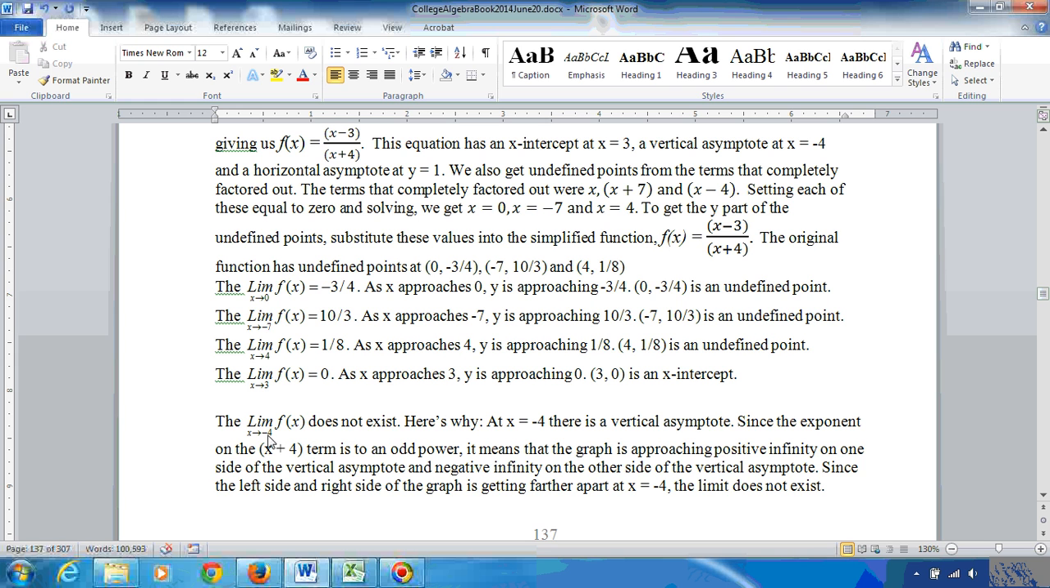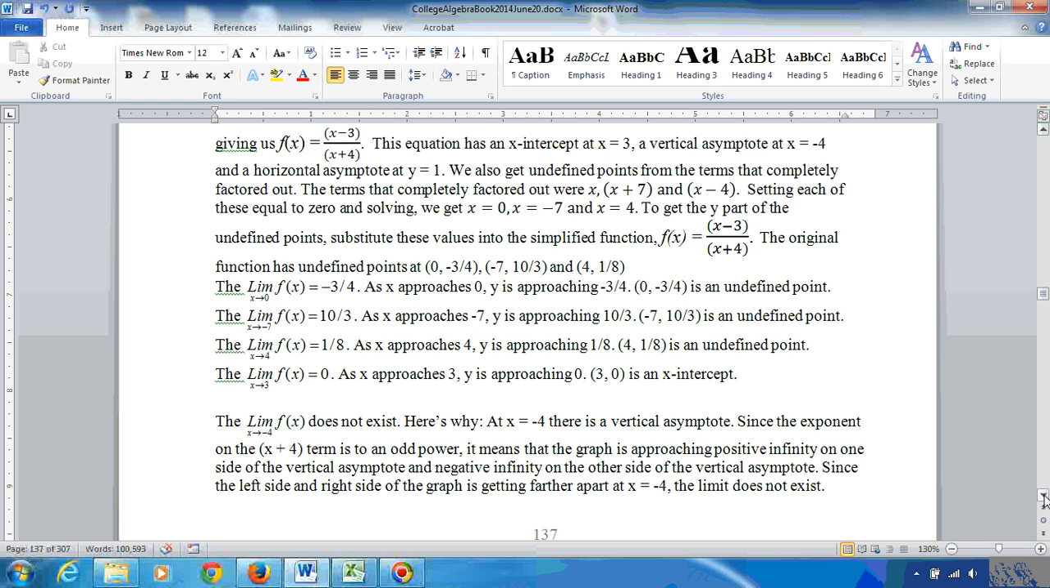And like I said before, the limit as x approaches negative 4 doesn't exist. The reason why is that, yeah, there's a vertical asymptote, but that's not the only reason. With a vertical asymptote, it could have been infinity, negative infinity, or maybe it doesn't exist. But since the exponent on the x plus 4 term is an odd power, that means it's going to go in opposite directions. On one side it's going to go to positive infinity, on the other side it's going to go to negative infinity. So in other words, they're getting farther apart. That's why the limit doesn't exist.